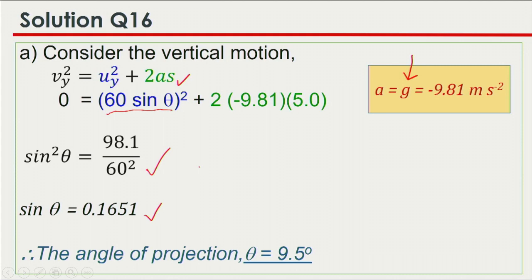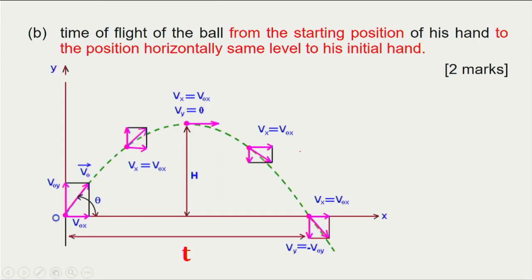And then from this sine theta, we need to obtain the theta. The theta or the angle of projection is 9.5 degrees. So the angle of projection is 9.5 degrees. It's quite low. Okay, the next one.